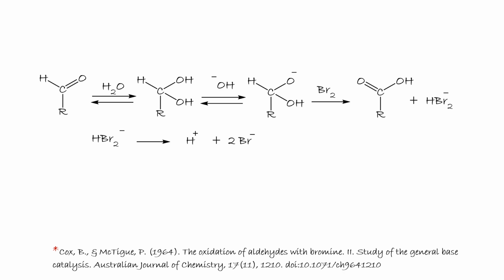The mechanism is through the formation of hydrates first, then deprotonation to form the anion. Bromine will react with it to form HBr2-, which dissociates to H+ and 2Br-. To know more about the mechanism, you can go and read Australian Journal of Chemistry, volume 17, page 1210 in 1964.